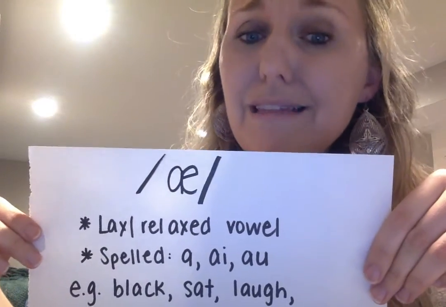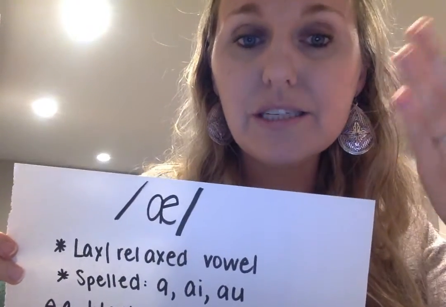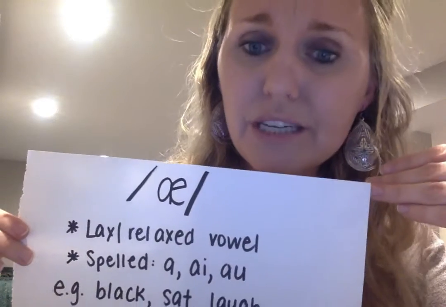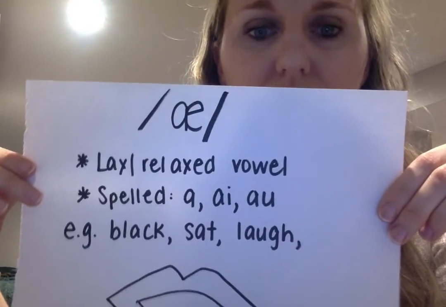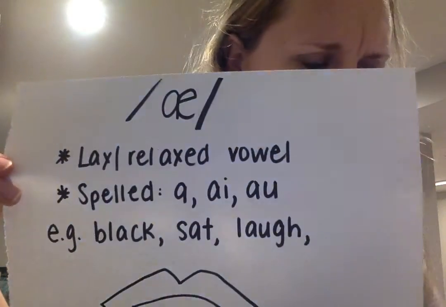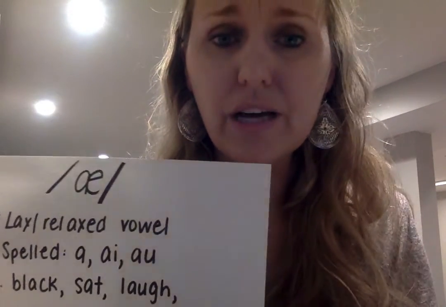Now this is a lax vowel, so it doesn't require a lot of muscle usage. And it's often spelled with A, AI, or AU. And you'll notice the lips are open and they are spread, and this is actually our biggest frontal vowel. So the mouth is open the most at this point. Great.